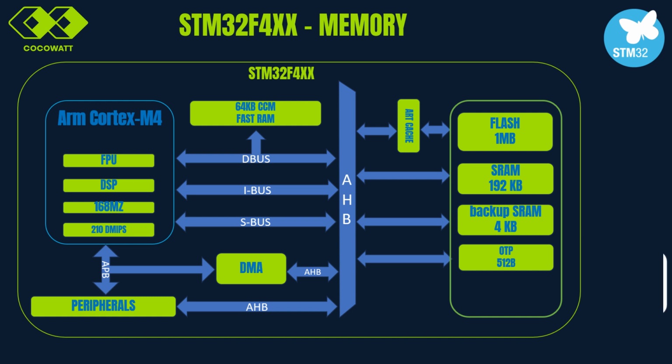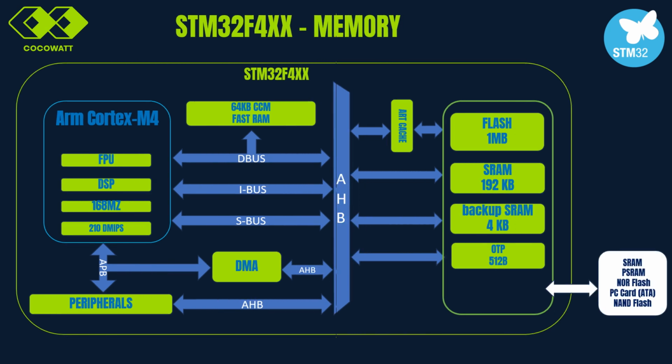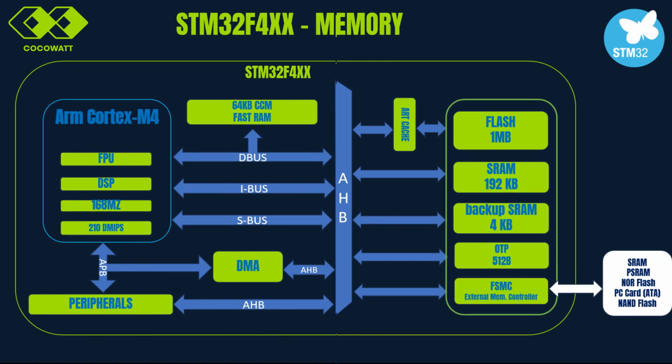Finally, this STM32 supports external memory like SRAM, PSRAM, NOR, and NAND through the Flexible Static Memory Controller, which is FSMC. This allows you to expand the memory capacity of the microcontroller, making it ideal for applications that need to store large datasets, such as high-resolution images or audio files. So, in summary, the STM32 offers a variety of memory options to store your code, data, and even large datasets.